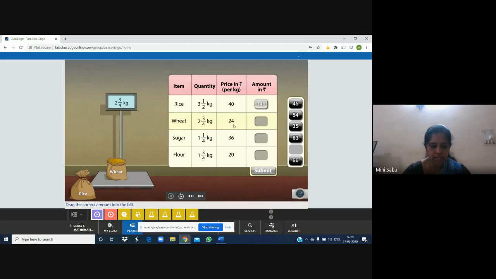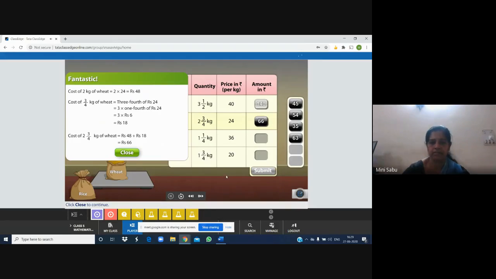48 plus 12 is 60. 60 plus 6 is 66. See, search for such an option. Yes, we can see 66 here and we can drag this 66 and keep it here and submit. Yes. Fantastic. See the explanation, whatever we told here, everything is written over here. 2 3/4 kilogram of wheat, 48 is of 2 kilogram, 18 is of 3/4 kilogram. Total it is 66 rupees.